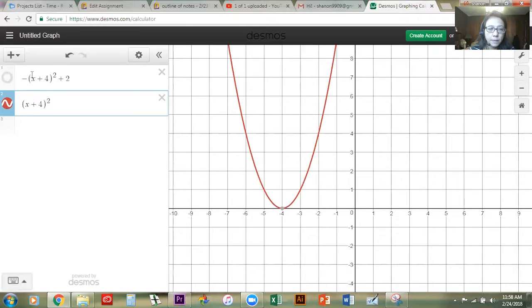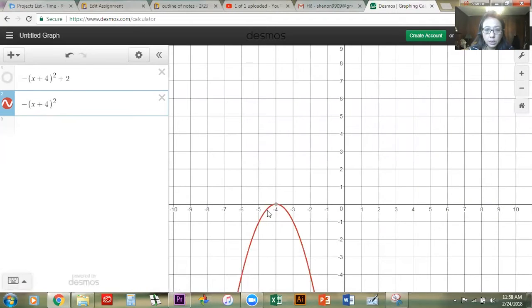Notice the negative is the next thing attached by order of operations, and the negative says to reflect our parabola over the x-axis. Notice our parabola is exactly the same shape. It's exactly the same place. It has just been reflected, boom, to go downwards instead of upwards.